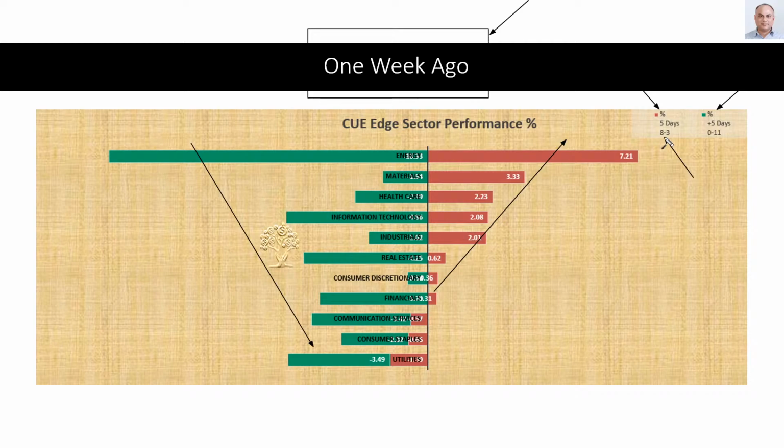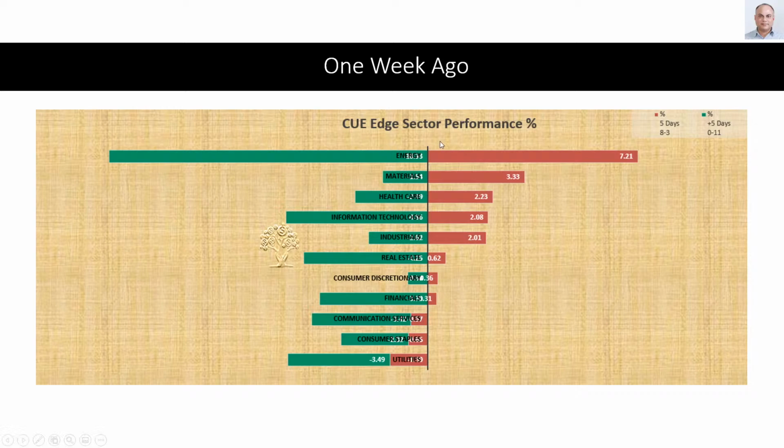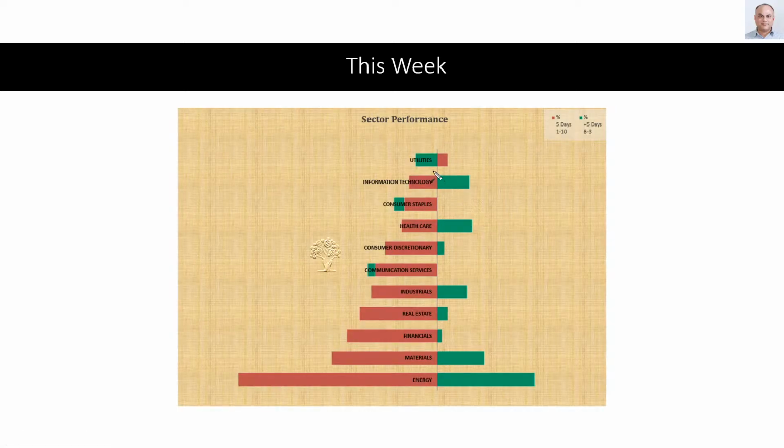8 sectors went up, 3 went down. However, that Friday was weak. Though the week was bullish overall, that Friday was a down day. And what happened this week? This is a week-to-week comparison as of the current week.